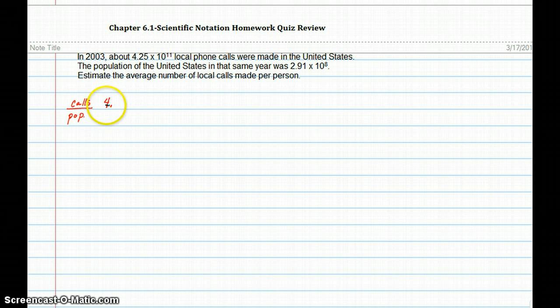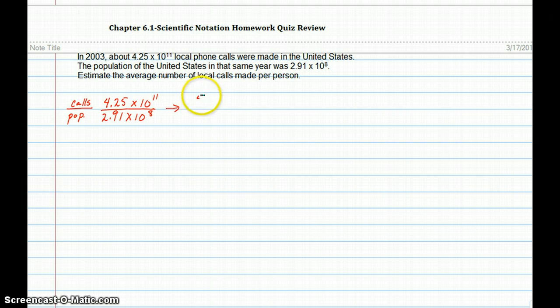So 4.25 times 10 to the 11th. Just because it's in scientific notation doesn't mean the process isn't still the same. The population, again, please note I am putting a label out there that saves us from lining things up incorrectly. It helps us understand what we're trying to prove. It's calls per people or calls per population. 2.91 times 10 to the 8th. This would be the work you would show. And again, you're doing it on a calculator.